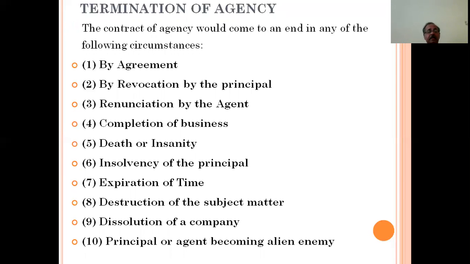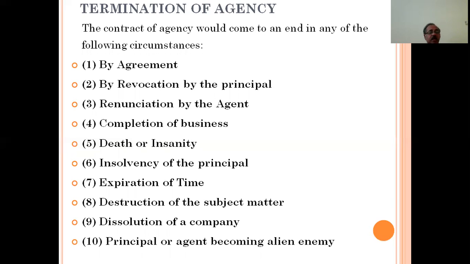First one is by agreement. There is an agreement that such and such agency will be for a particular period of time or a particular object. So after the expiration of the time or after attaining that object, that contract of agency is automatically terminated. The second one is by revocation by the principal. Revocation means withdrawal. Suppose the principal is withdrawing that contract of agency. In that case, the contract of agency ceases to exist.